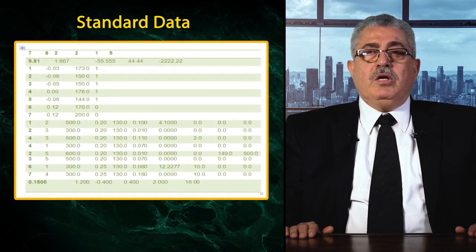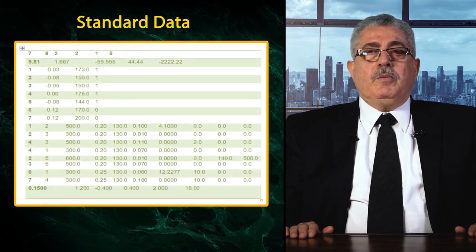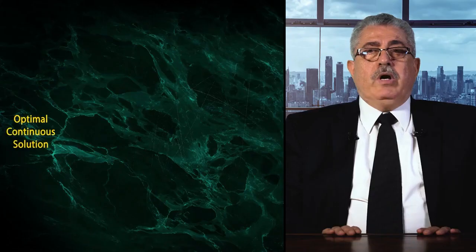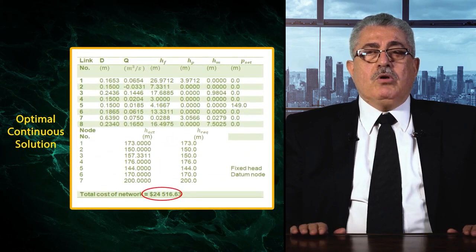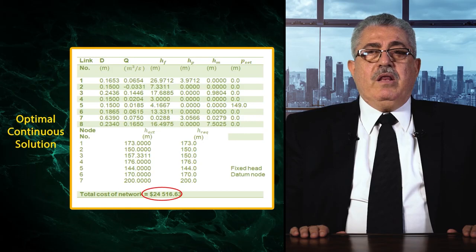This is the starting point for the nonlinear programming model using the package called MINOS, which is the same package used in Excel under GRG nonlinear. Using this starting point, the optimization model solves for a continuous solution where the values of diameters are not discrete, and the total cost is much less than that of the starting point.